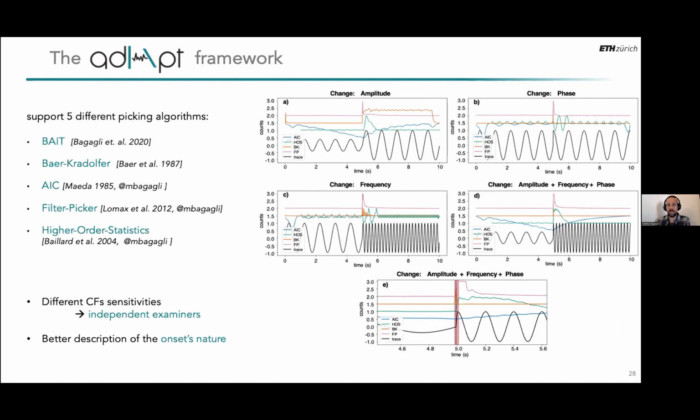And at the end, because they pick slightly, in this case just 2 different samples, with this uncertainty band, we can better define the onset nature and better define the real uncertainty of our observation.